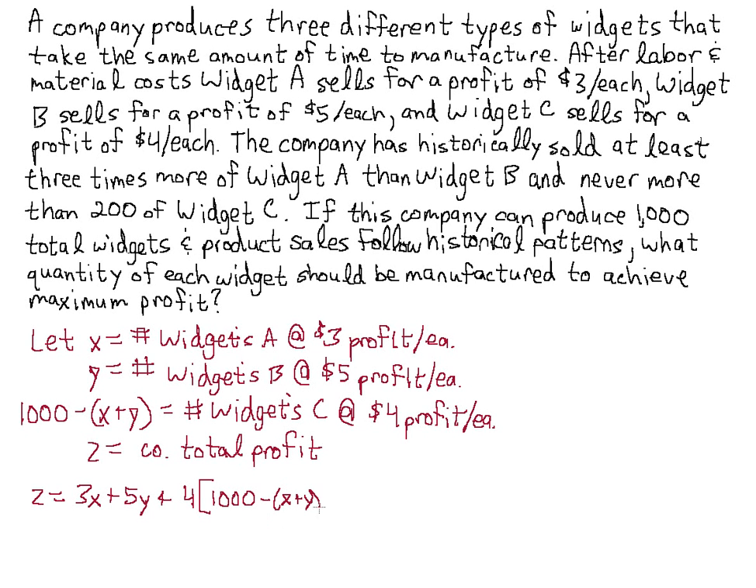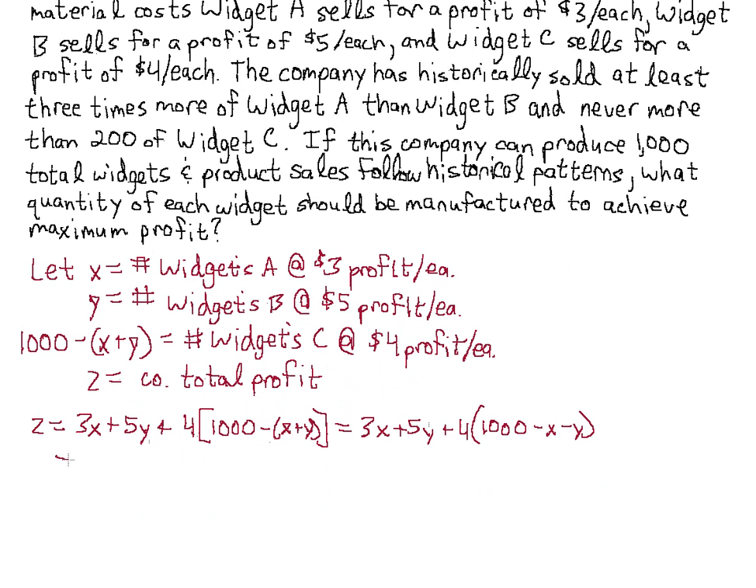X plus Y. All right, so now we can go ahead and simplify this out. So we have 3x plus 5y plus, let's go ahead and rewrite 4 and distribute this minus sign inside the parentheses. So we have 1,000 minus x minus y.